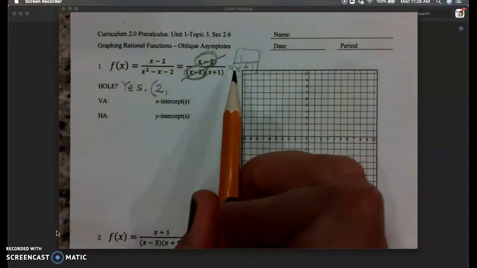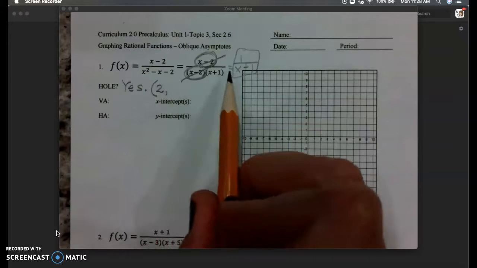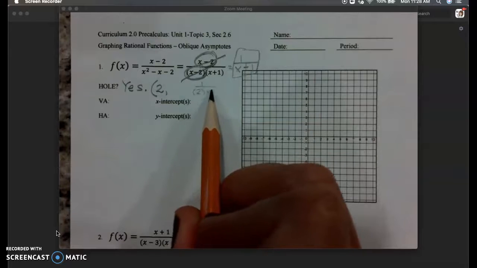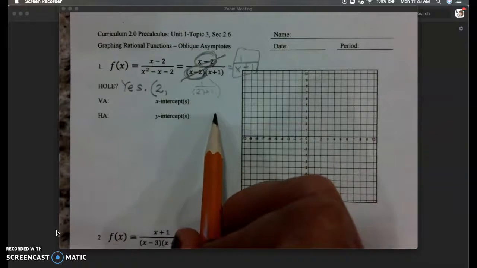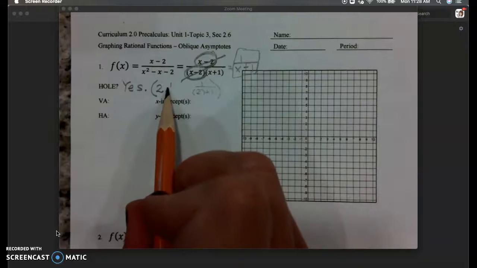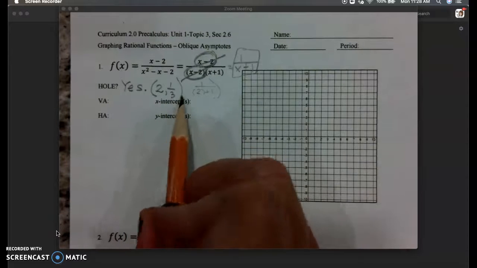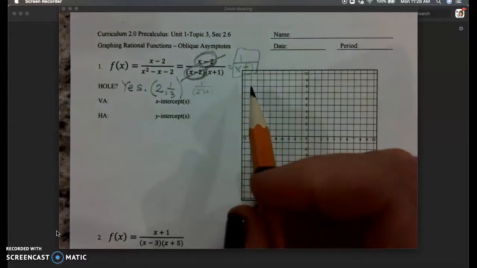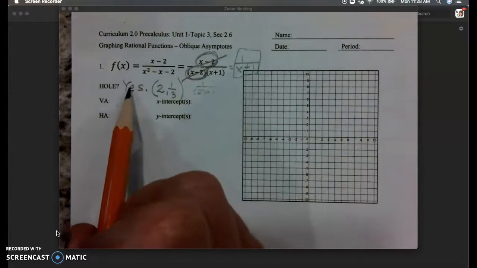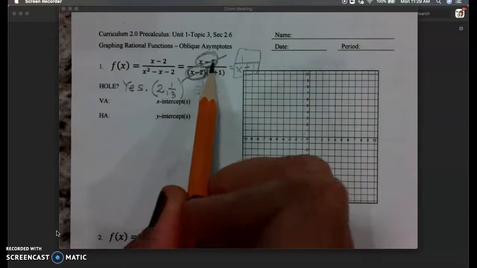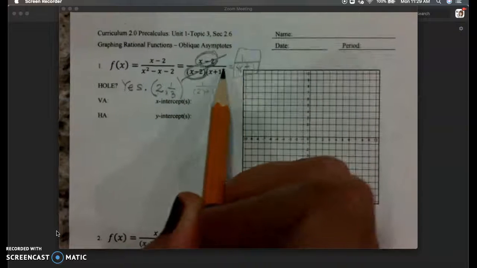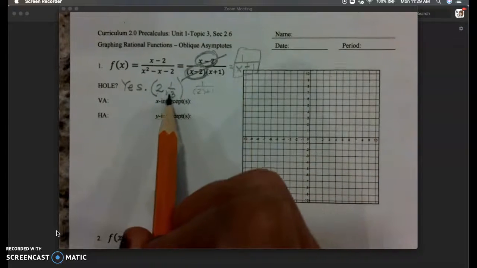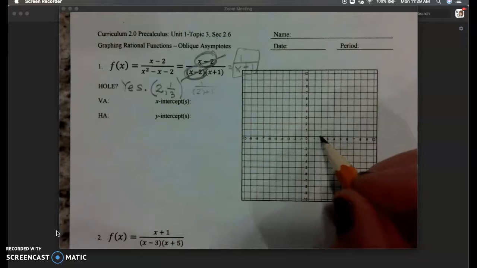So I'm going to take this 1 over x plus 1, and I'm going to insert the 2 in there. So it's going to be 1 over 2 plus 1, and 2 plus 1 is 3. Okay, so the matching factors told me yes. Them being both x minus 2 told me positive 2. I take the leftovers after I cancel out, plug the x in to find its partner. So now I know the hole is at 2, 1/3.